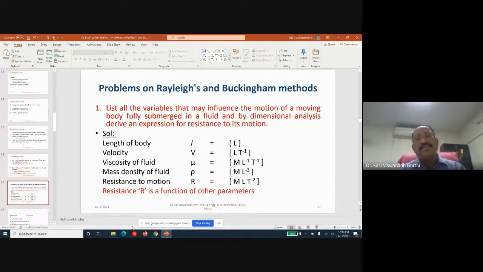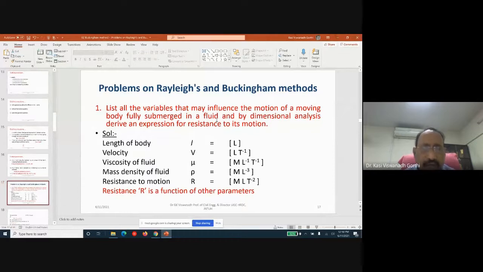Okay, so we try to take up a few problems quickly, and then you need to work out these problems also by taking a pen and a paper right now. So one problem, maybe a few problems on Rayleigh's method, a few problems on Buckingham Pi method, both we see. List all the variables that may influence the motion of a moving body fully submerged in a fluid, and by dimensional analysis, derive an expression for the resistance to the motion of that body. So you are trying to take a submerged body.